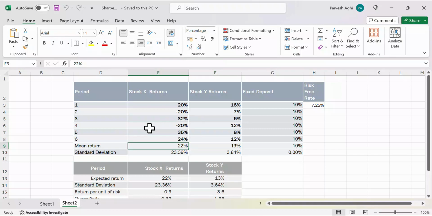So ultimately, in 5 years, what was my mean return? What is my average return? The first stock has given 22%, the second stock has given 13%, which is the average. I've used the formula average to calculate that. I can change this figure to 30%, and my average will change.